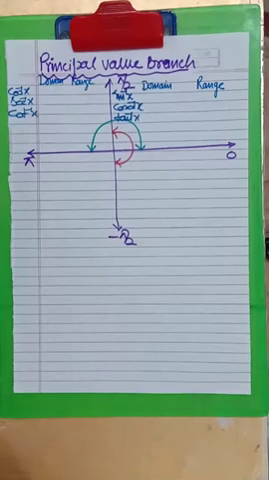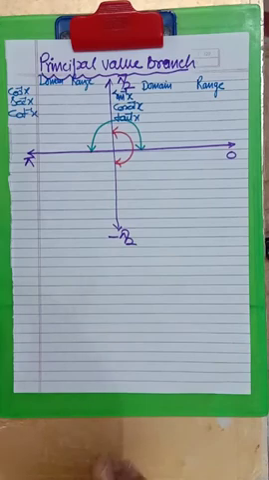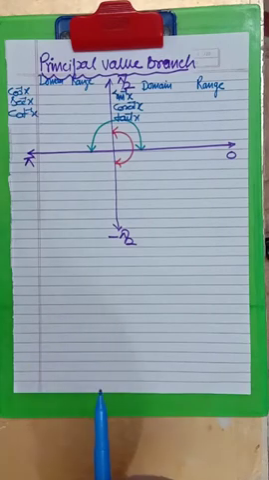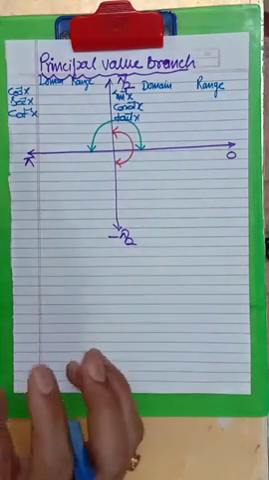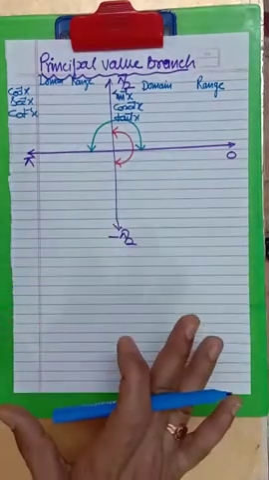Yes, children, come to the principal value branch. Principal value branch is a branch which is applicable for each and every inverse trigonometric function. While finding any value, we must check whether the value is lying in this branch or not. What is this branch? It is a very specified branch. You have to learn it through this quadrant system.